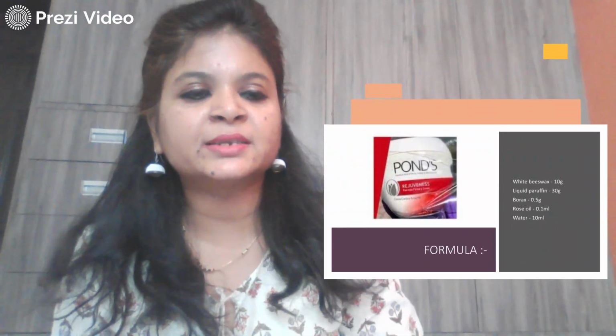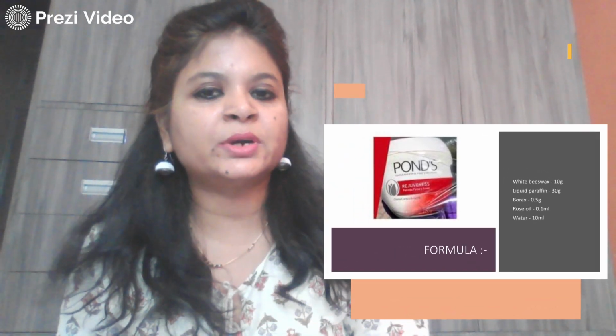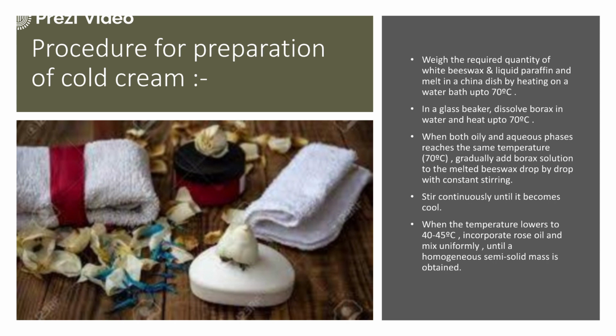Next, let us see the formula for the cold cream. Cold creams are generally composed of white beeswax and liquid paraffin in combination with borax, rose oil and water. This is the simplest formula. You again have to melt the aqueous phase and the oily phase until they achieve a temperature of 70 degrees Celsius. Then you gradually mix both phases, drop by drop, with continuous stirring, so that you get a white cream. You keep stirring until the temperature lowers to 40 to 45 degrees Celsius. Then you add your rose oil and other fragrances and perfumes at this temperature until a homogeneous semi-solid mass is obtained.